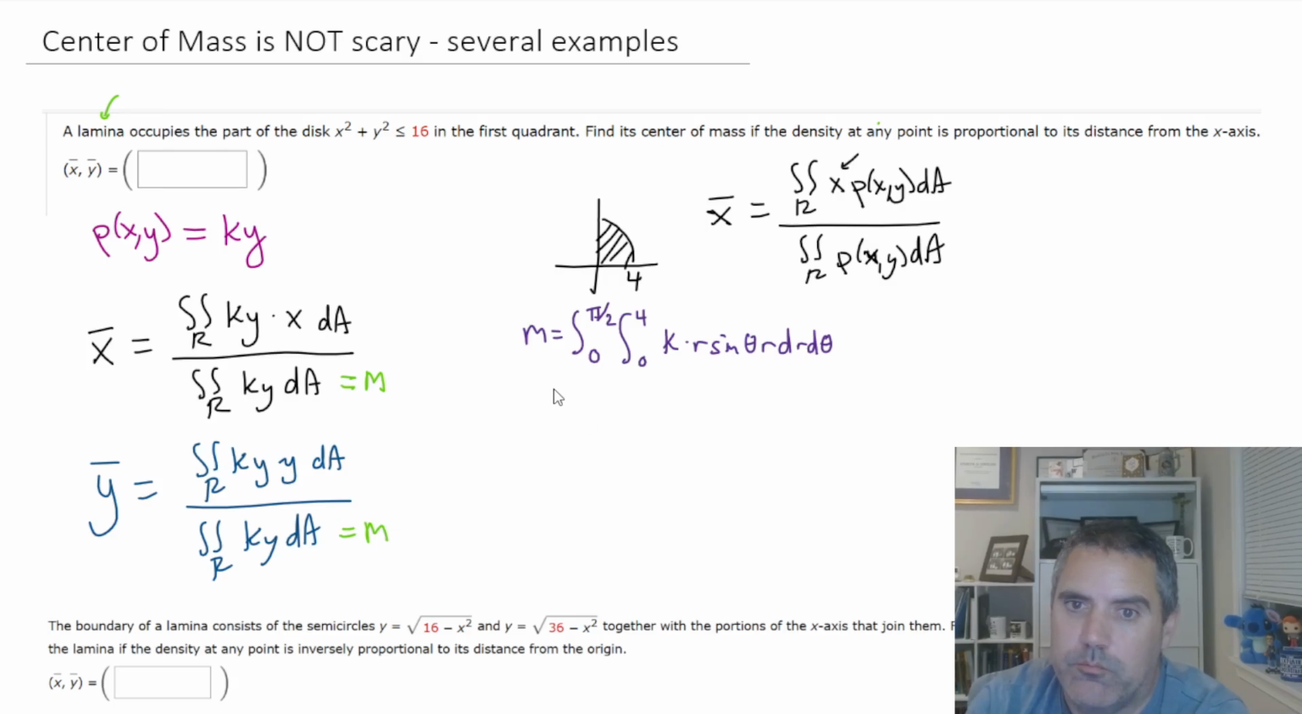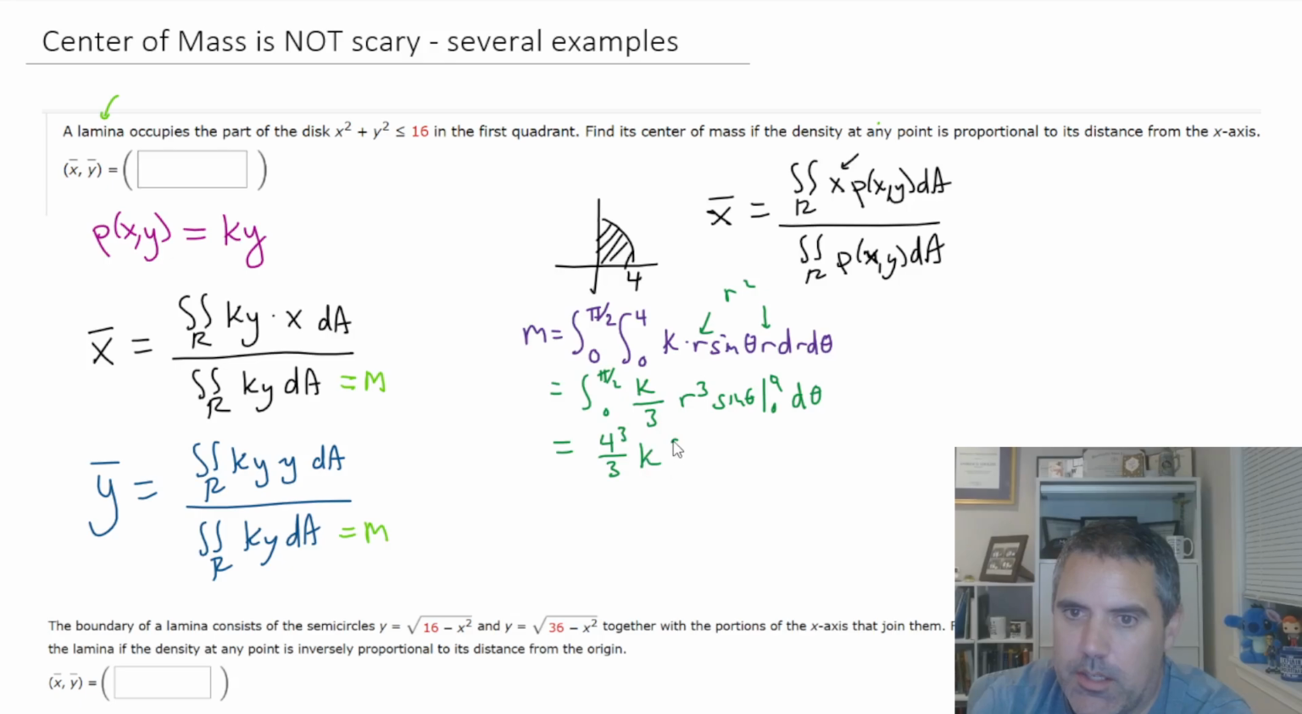Then you're computing. So it's going to be the integral from 0 to pi over 2. Mostly this section is a chance to practice more with computing your double integrals. This is going to be r to the third sine of theta from r equals 0 to 4, d theta. So it's going to be 4 to the third over 3 times k, the integral from 0 to pi over 2 of sine of theta d theta. And then we'll compute that.